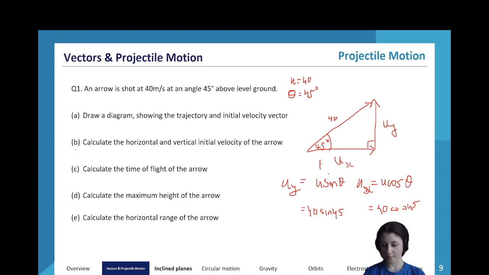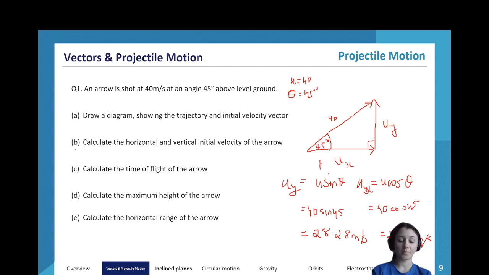So we're going to have our initial velocity in the y direction be 28.28 meters per second, and of course the direction of that would be upwards. And then 40 cos 45 is the same thing. This allows us to find the vertical and horizontal initial velocities. Something you might notice here is that our two vertical and horizontal velocities are actually the same value.